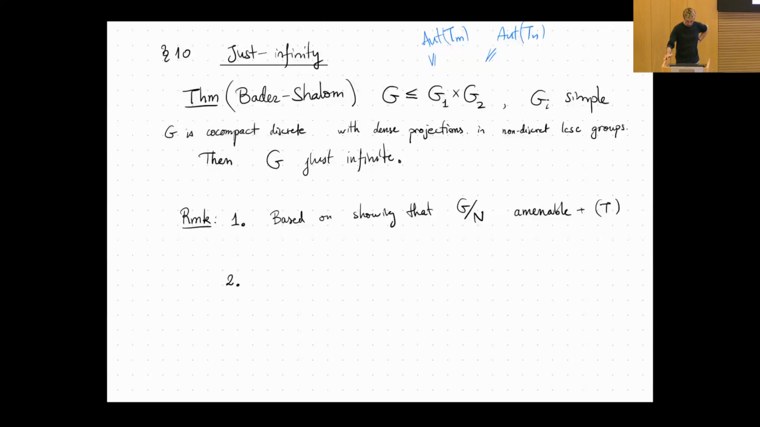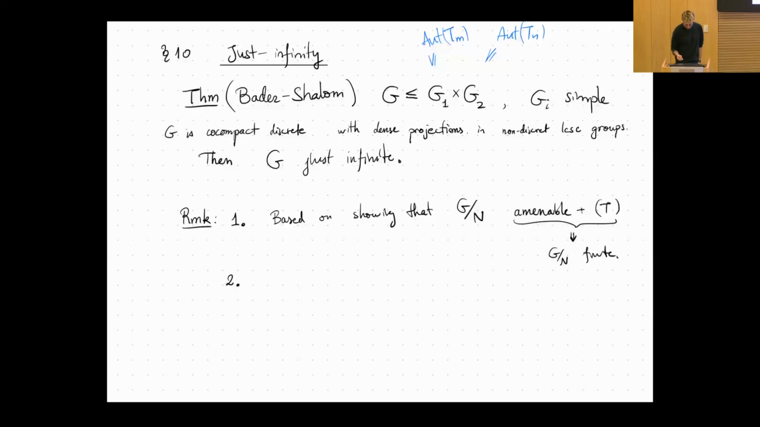This is actually quite general. I'm not going to define those things, but amenable and property T sort of contradict each other, and the only option is that G mod N is compact, or in this case, because it's discrete, finite. So that's the scheme of the proof. Of course, the detail is in proving that it has property T and is amenable. I'm not going to say anything about that.